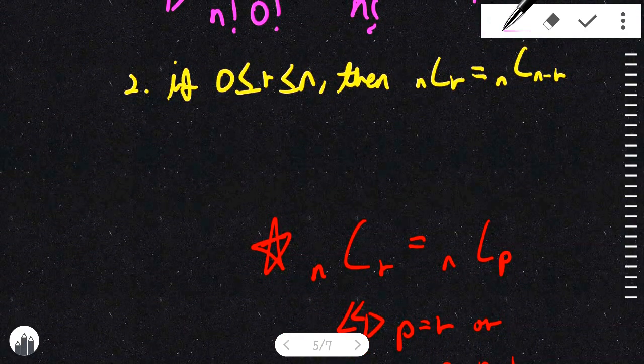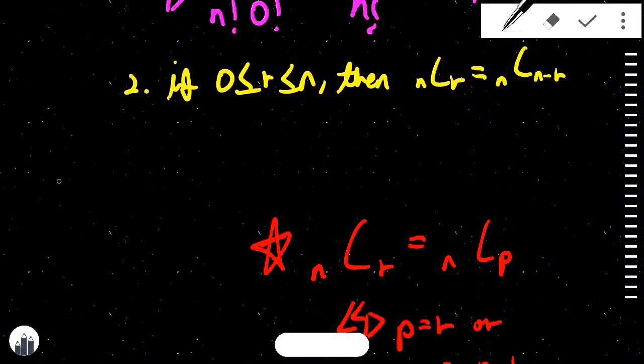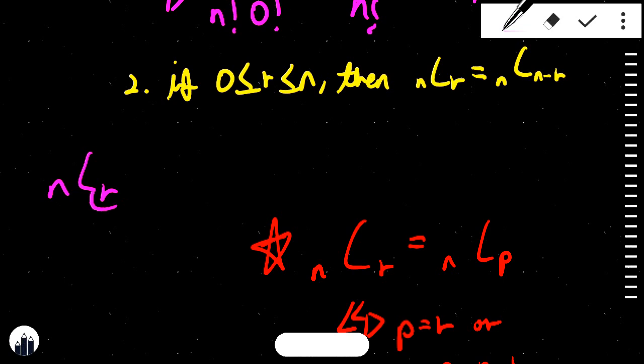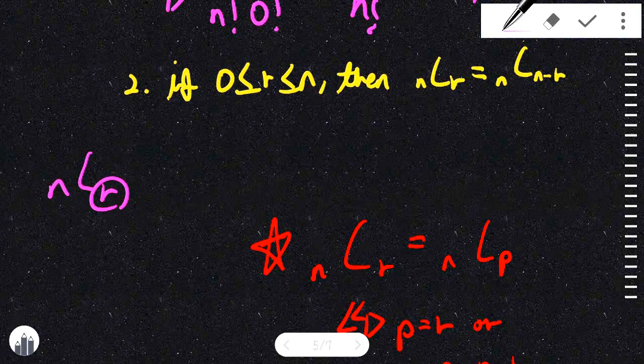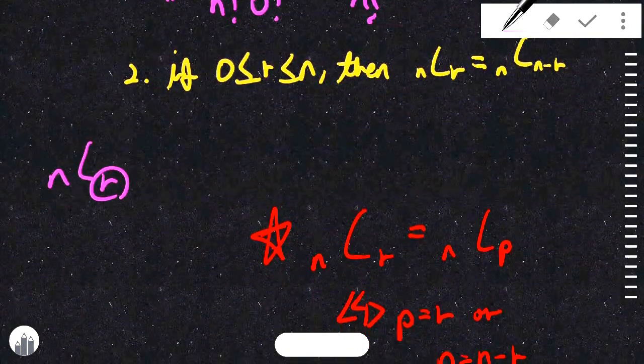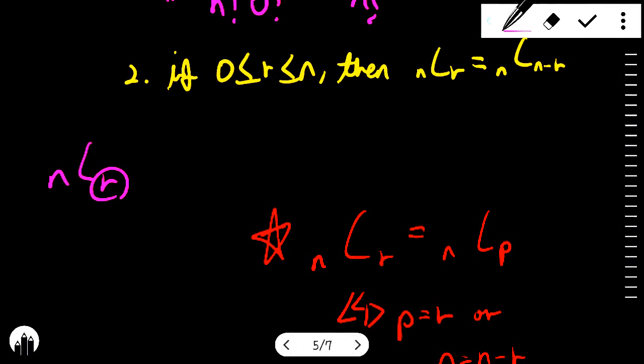Now, the second feature is that if r from nCr is bigger or equal to 0 and smaller or equal to n, then nCr is equal to nC(n minus r). This is kind of complicated, so let's prove this again by changing it into an equation.